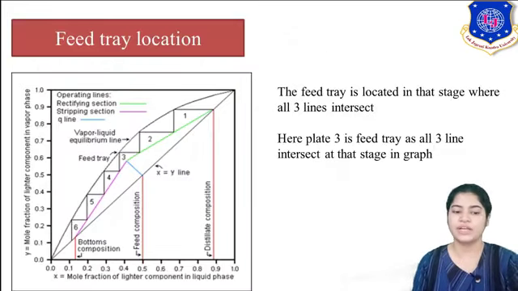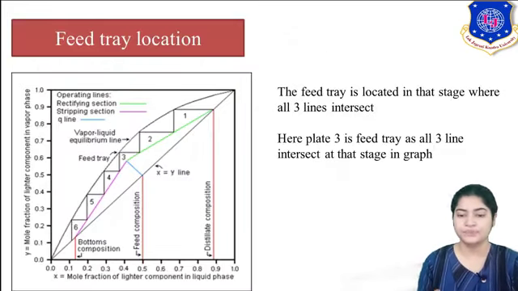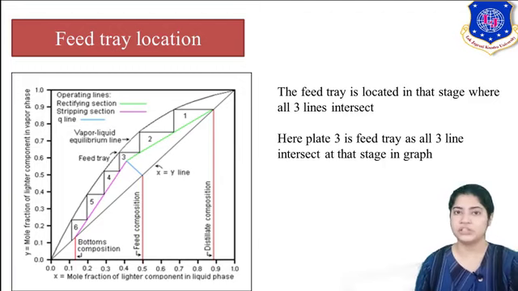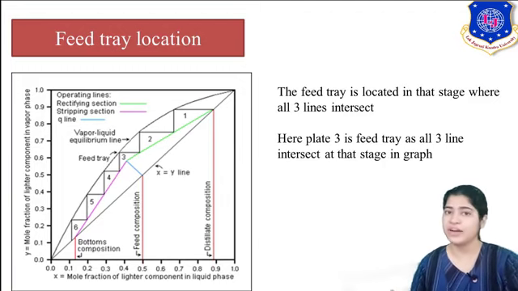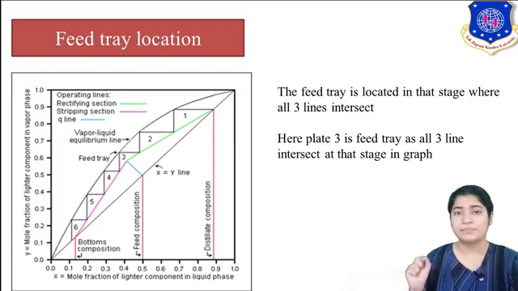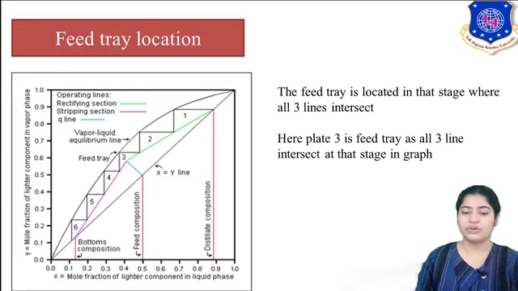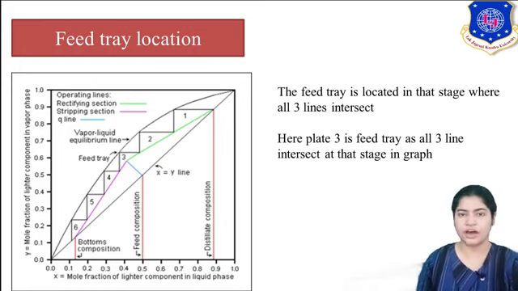From this figure, you can see that at the third stage, okay, all three lines are intersecting. It means that your feed is introduced on the third plate. Okay, so how can you find the feed tray location? The stage where your three lines intersect. Okay, so this way you can know the feed tray location from the graph. So that was for today's lecture. Thank you.